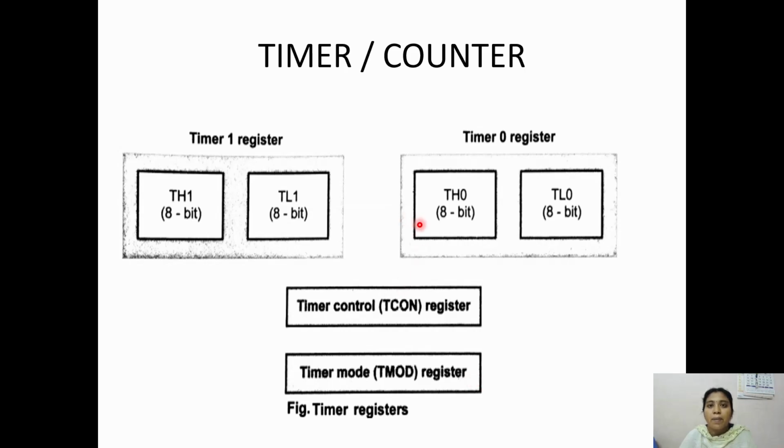In the 8051 microcontroller, there are two timers. The first one is Timer 0 and then Timer 1. Each timer is 16-bit and it is split into two 8-bit registers: Timer 0 lower byte, Timer 0 higher byte, and Timer 1 lower byte, Timer 1 higher byte. These timers are controlled and managed by two registers, the timer mode register and the timer control register.